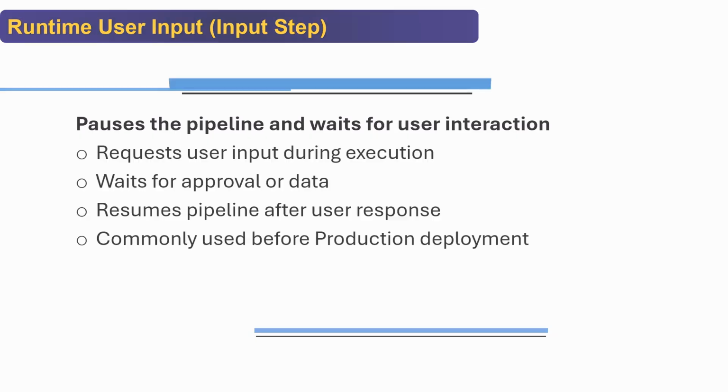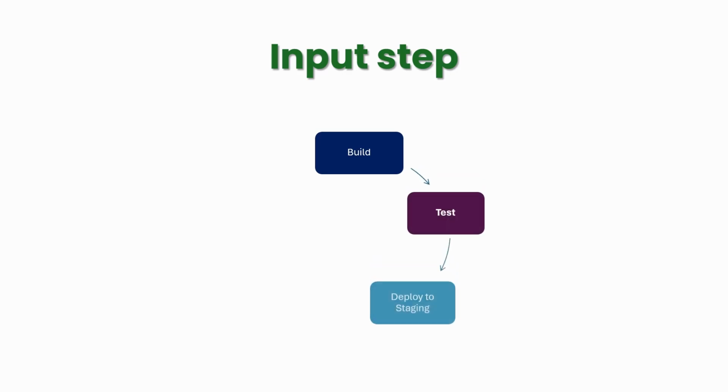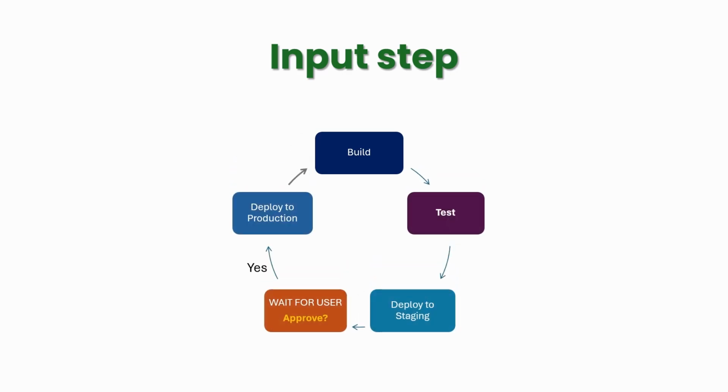Think about a real software deployment. The application has already been built, testing has completed successfully, and the application has been deployed to the staging environment. Now comes an important question: should we deploy this application to production? This decision actually requires approval from a release manager or a project lead. Instead of automatically continuing, Jenkins pauses the pipeline and displays an input dialog. Only after the user approves does Jenkins continue executing the remaining stages. This is exactly what the input step is designed for.